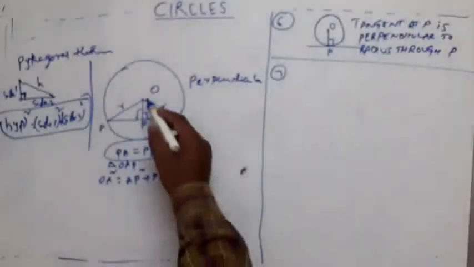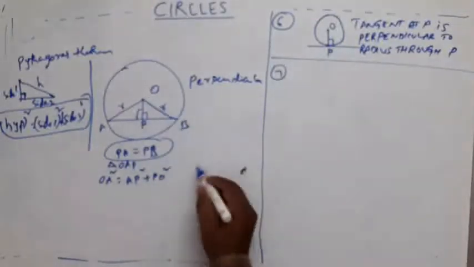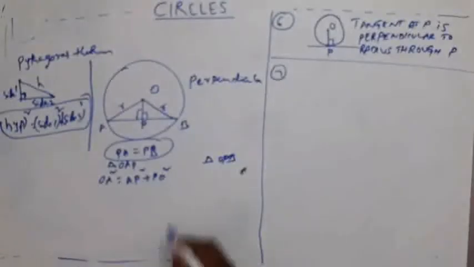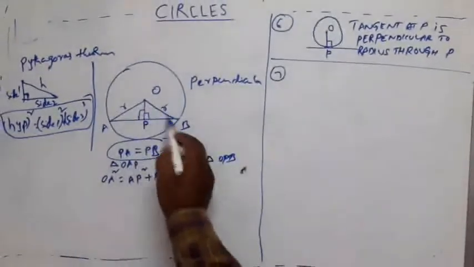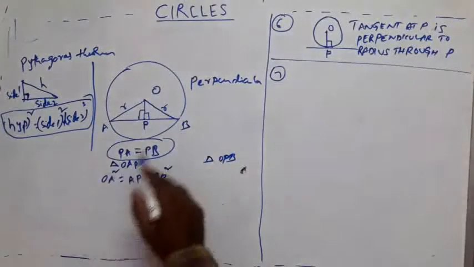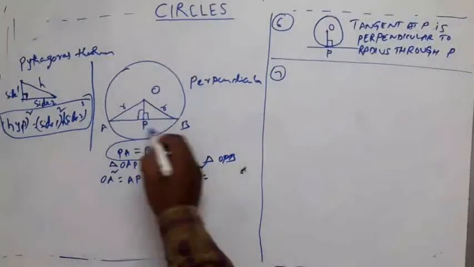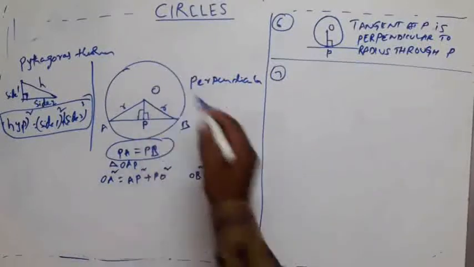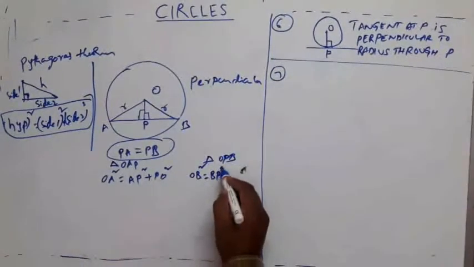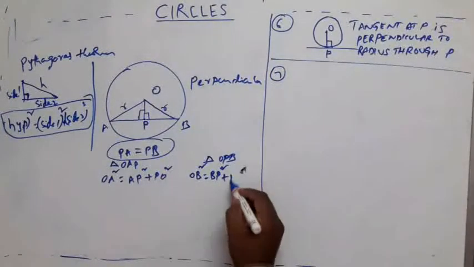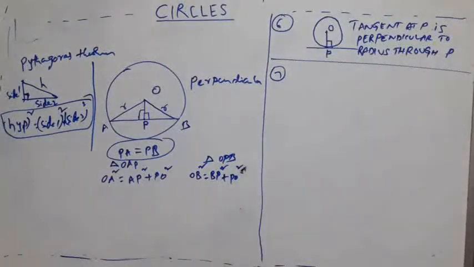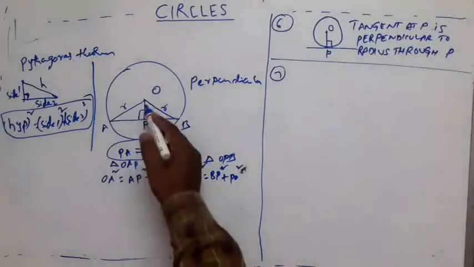Can I write like this? Yes, again, in this triangle OPB, if I use the same Pythagoras theorem, because this is also 90 degrees, this is a right angle triangle, this is hypotenuse, OB square is side square plus side square, that is BP square plus PO square. Can I write like this? BP square plus PO square, right? But what have you observed?